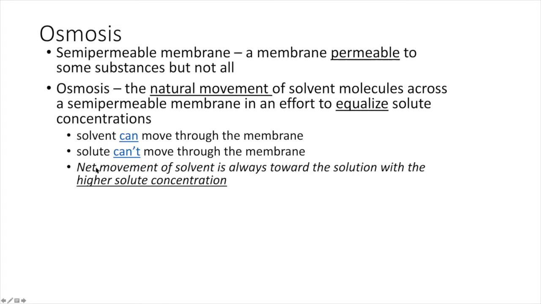Okay, so here's kind of the key thing to remember with regard to osmosis and semi-permeable membranes. The net movement of that solvent is always toward the side with the higher solute concentration, because that's what nature is trying to do. Nature is trying to move solvent molecules to the side with the higher solute concentration because nature is trying to equalize the solute concentration on each side of the membrane. It doesn't like the fact that the concentrations are different on the sides of the membrane. So it moves solvent molecules across the membrane in an effort to equalize those two solute concentrations.